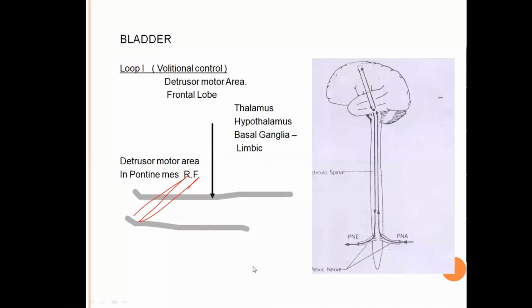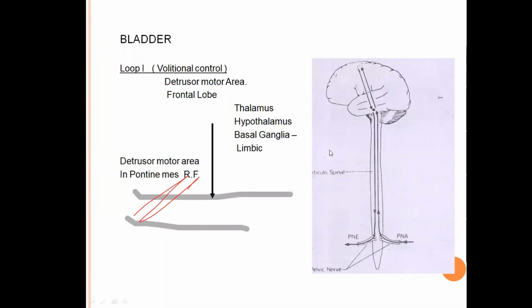Now let us see how the bladder evacuation starts. There are three loops: step 1, step 2, and step 3. The first loop is from the frontal lobe to the pontine micturition center. This, as I already told you, is a voluntary control. From the frontal lobe through thalamus, basal ganglia, it comes to this.